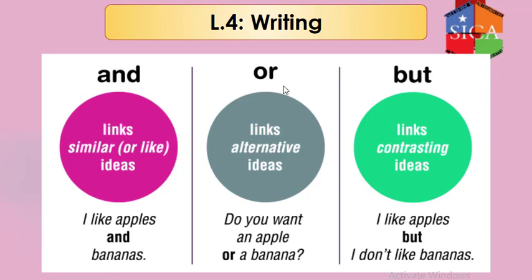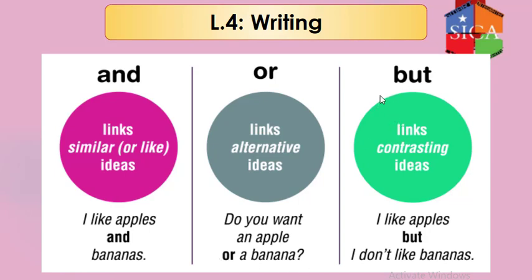We have or to make a choice between two things. It links alternative ideas. Do you want an apple or a banana? So here I make a choice between apples and banana. Do you want this or that? Do you want an apple or do you want a banana? So here, instead of writing the full sentence again, you just remove the similar idea and put the other option or the other choice. Do you want an apple or a banana?